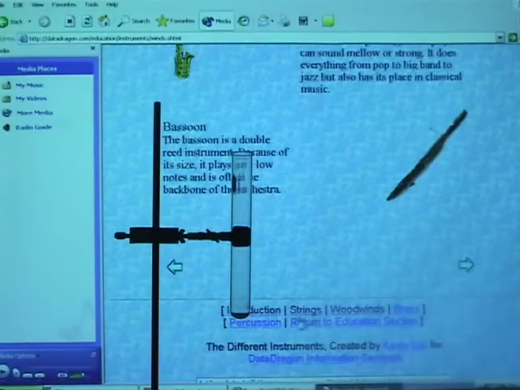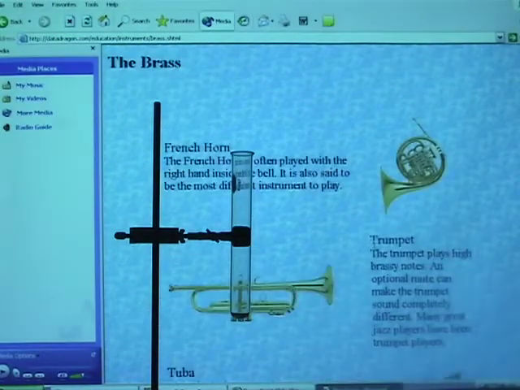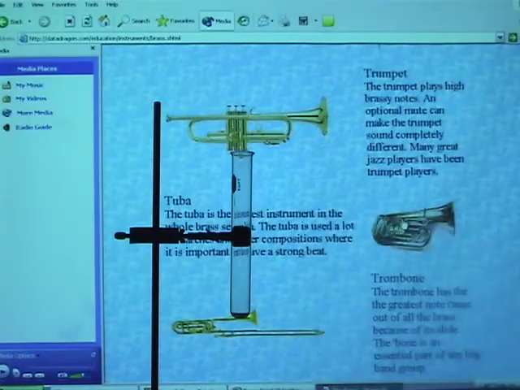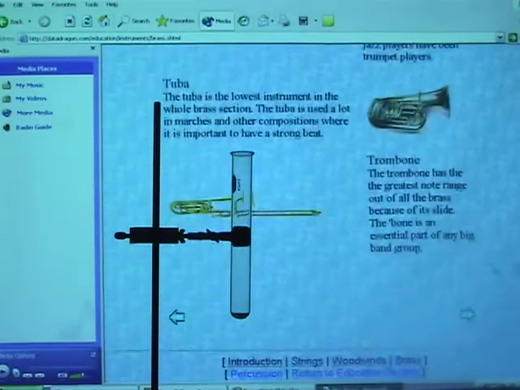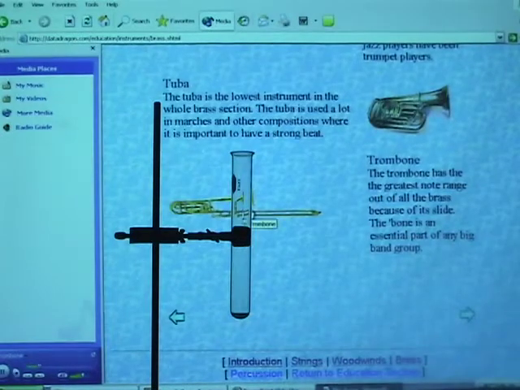Alright, let's go on and look at some brass. Well, you got the French horn. Alright, you got the trumpet. Everybody knows that. How about the tuba? Well, we got all kinds of brass in here. The trombone.